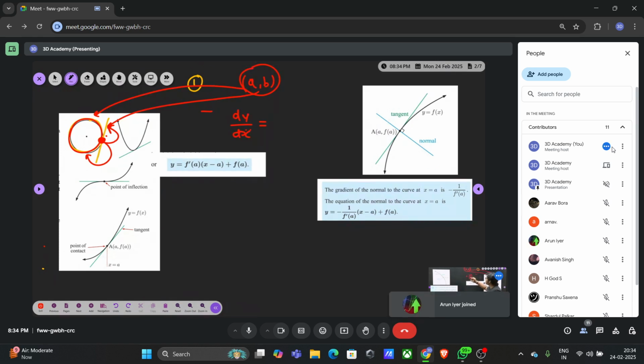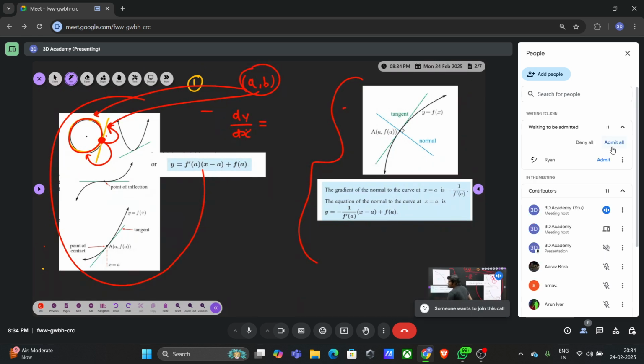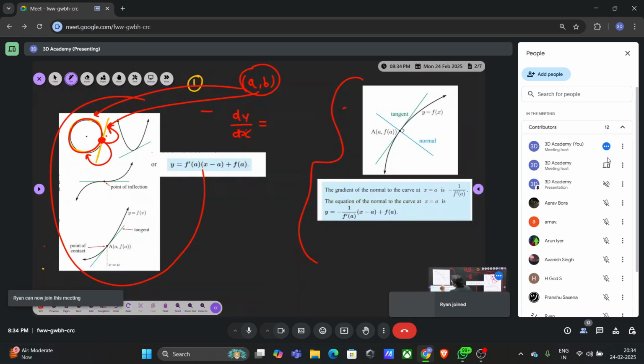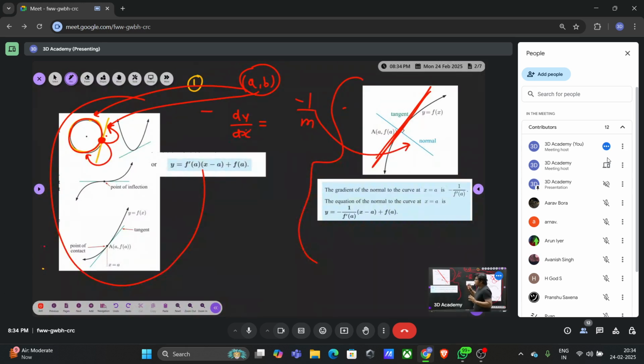The whole of tangents and the whole of normals depend on these 2 points. For normals, you just need to keep one point in mind. Whatever is the gradient of the tangent, the negative reciprocal of that will be the gradient of the normal. That's it. On the basis of these 2 points, you can solve any question given in the chapter.